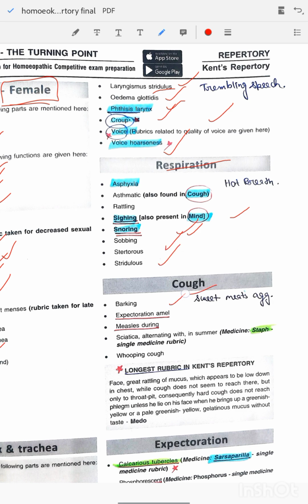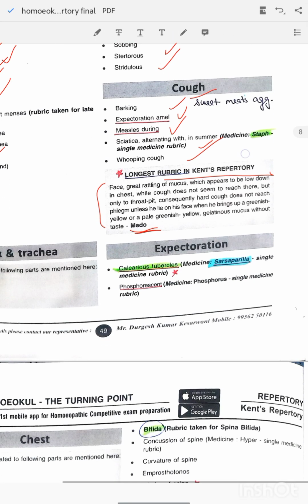Cough, we have barking cough, expectoration, ambulate, measles during, sciatica alternating in summer, whooping cough. The largest rubric in the repertory, this largest rubric in medicine given is Mido. Expectoration, it is calcareous, tubercles, or phosphorescent.